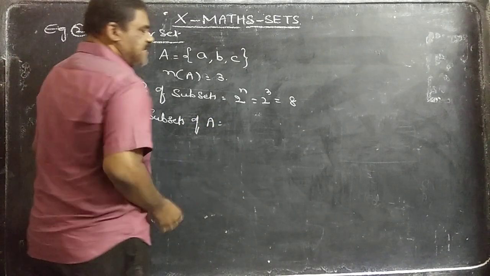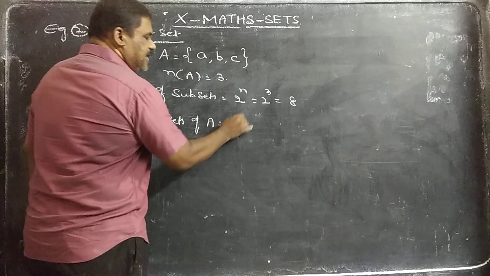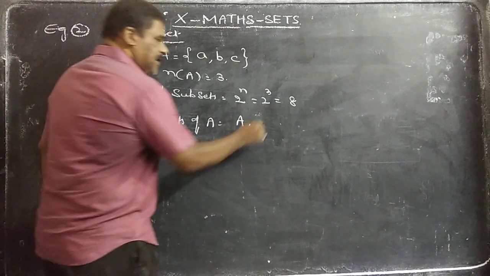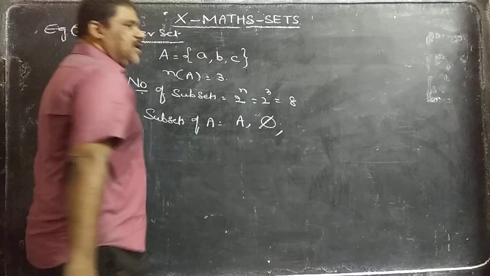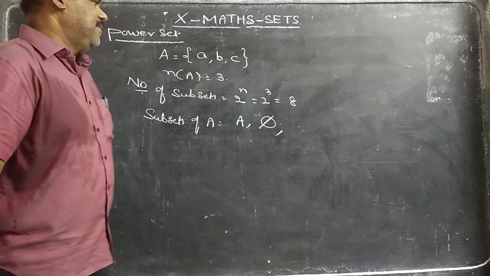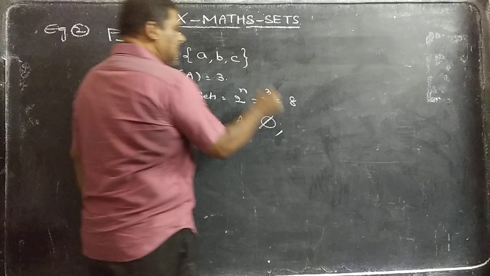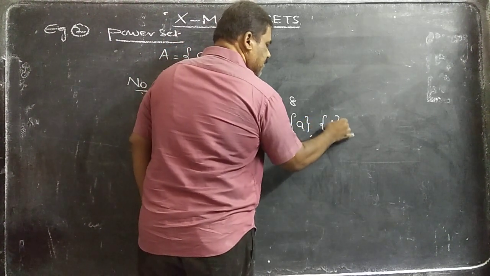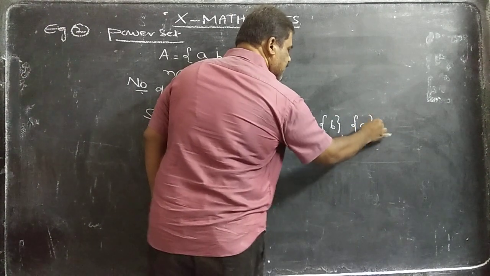What are those subsets? 8 subsets you have tried. First, every set is subset of itself. So A is subset of A. Next, empty set is subset of all sets. So pi is subset of A. Next, we have to take single element. A, this is B, and this is C.